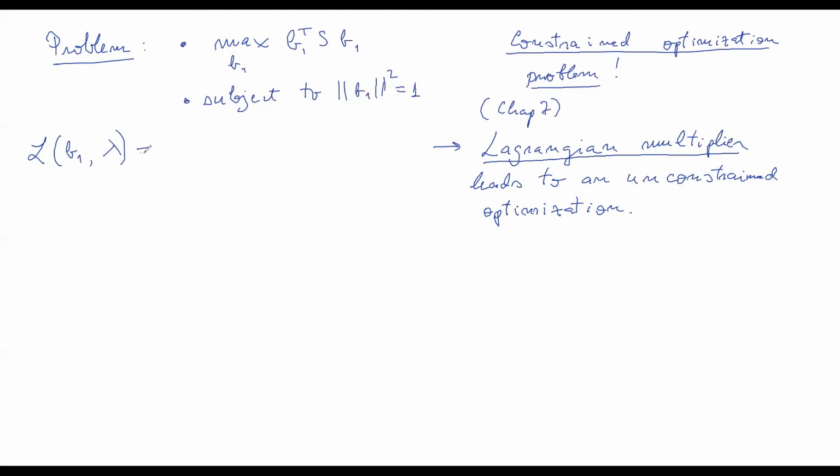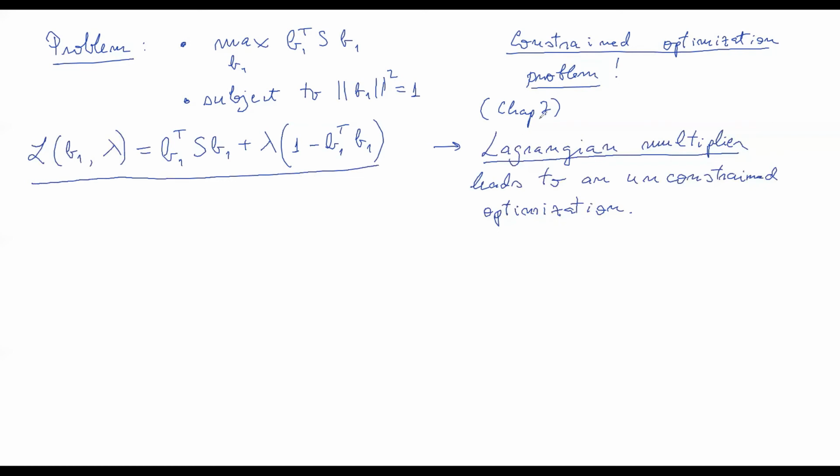And by definition, the Lagrangian multiplier is going to be exactly this function that you want to maximize. And then you always add this additional factor, which is lambda times 1 minus this constraint. So it's going to be 1 minus this norm squared, which is nothing else than B1 transpose B1. So you are going to now look for the properties of this Lagrangian multiplier.